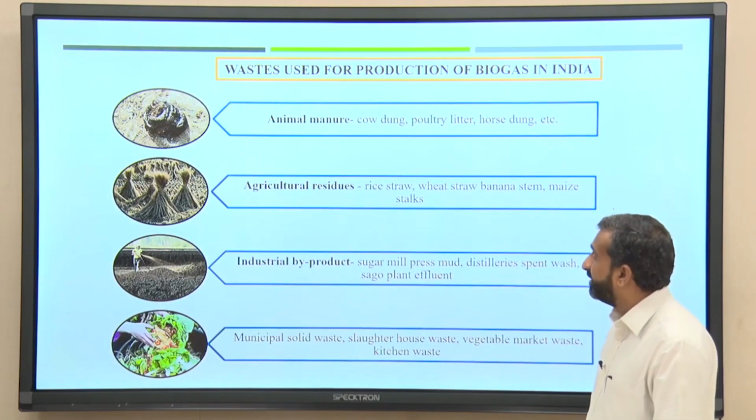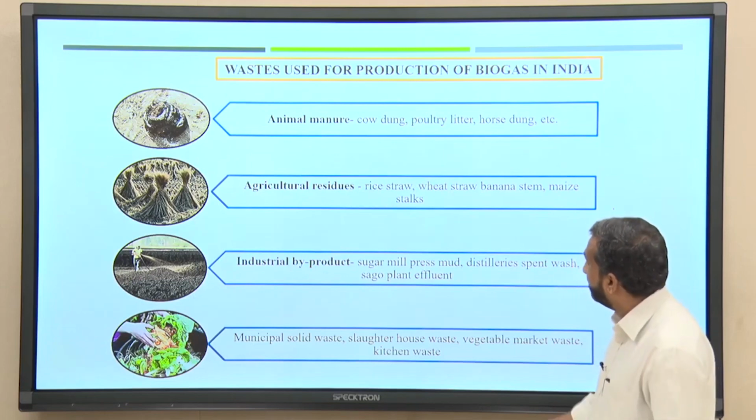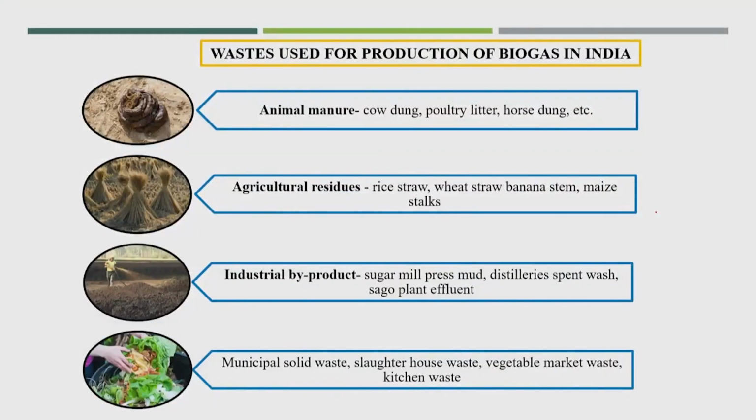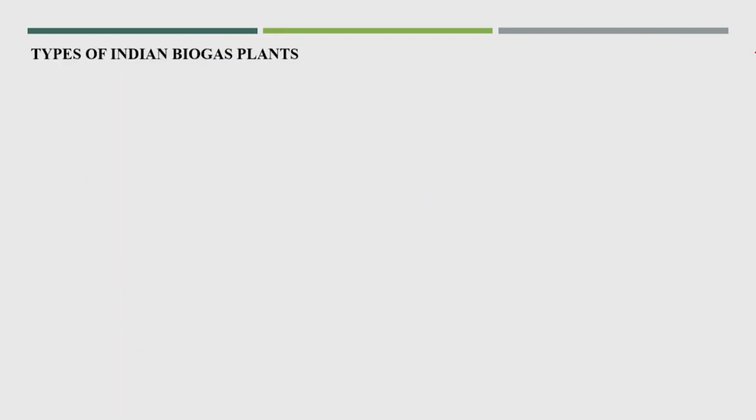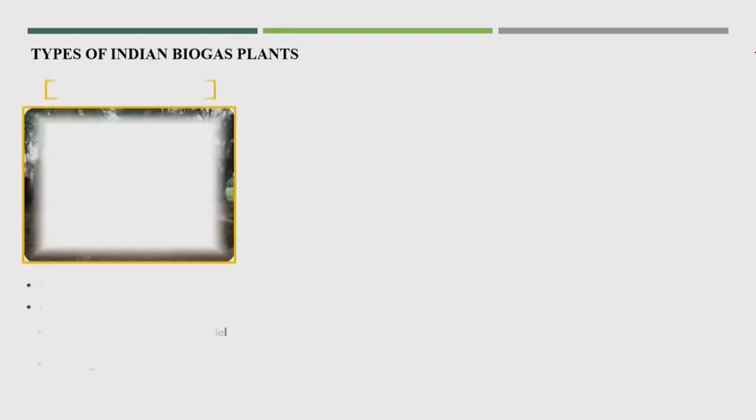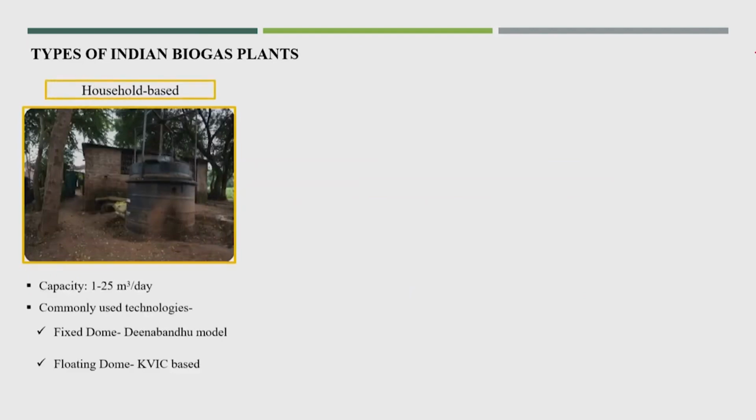So, there are different kinds of waste: animal manure like cow dung, poultry litter, or even piggery waste, which I was talking about in the northeast; agriculture residue and various types of agriculture residue; industrial byproduct; and MSW, especially food waste or vegetable waste, which can be utilized for biogas production. And types of biogas plants, like this is a household biogas plant.